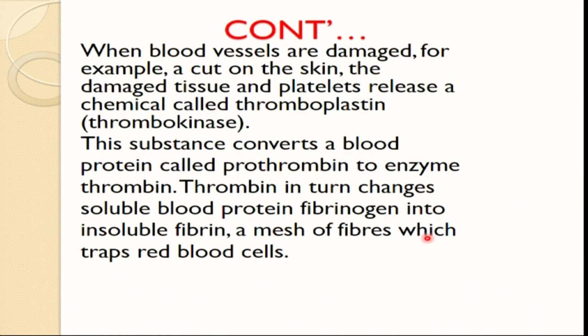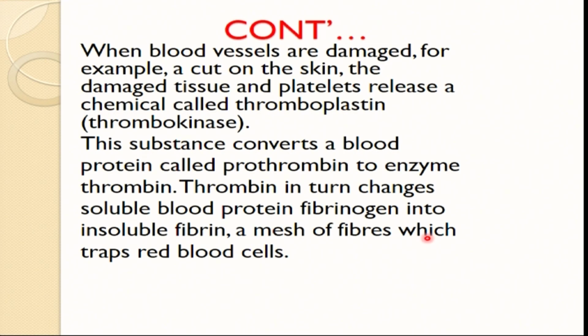Let's go through the process as I was talking about. When blood vessels are damaged, for example you've got a cut on the skin, maybe you have stepped on a nail and the nail pinches you, automatically the blood will start bleeding. The damaged tissues and platelets release chemicals. Thrombokinase is the one that triggers this. These substances convert the blood protein called prothrombin to an enzyme which is called thrombin.